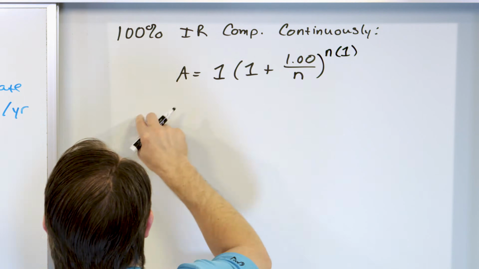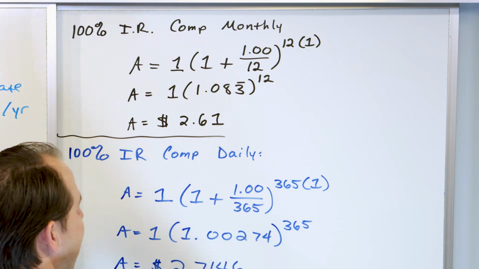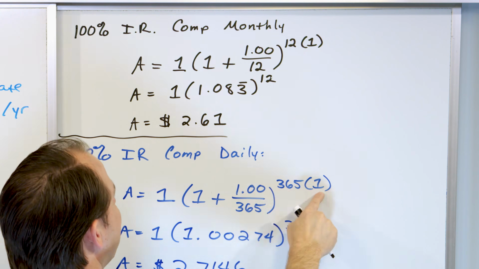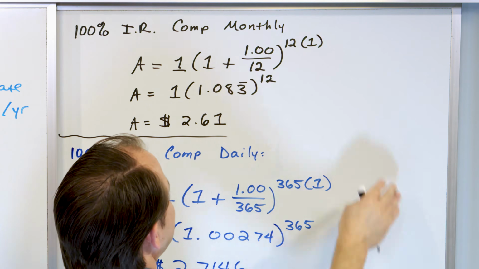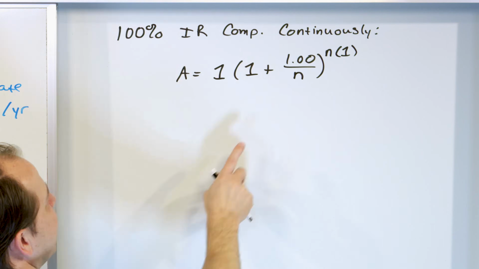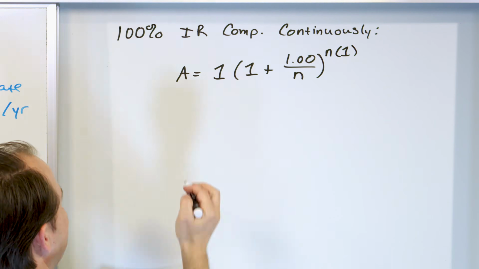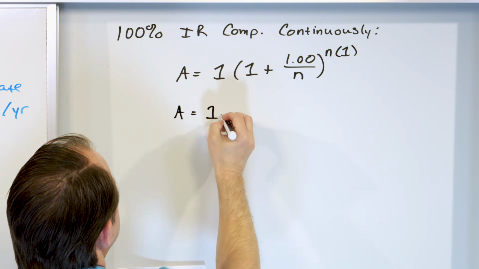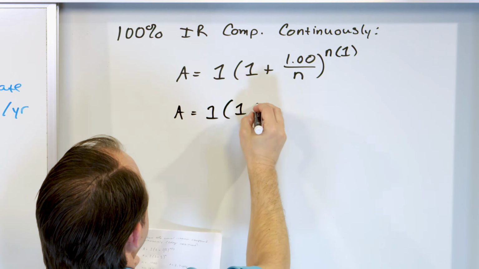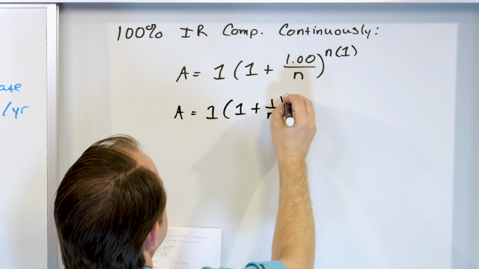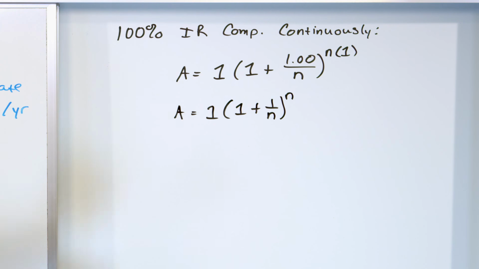This is exactly the same thing as I was doing here. Notice I had 365 and then 365 times 1. I had 12 here and then 12 times 1. Now all I'm going to do is change it to a variable and make it that same variable times 1. So what I'm going to end up getting is 1 times (1 plus 1 over n) to the nth power. That's what this is.